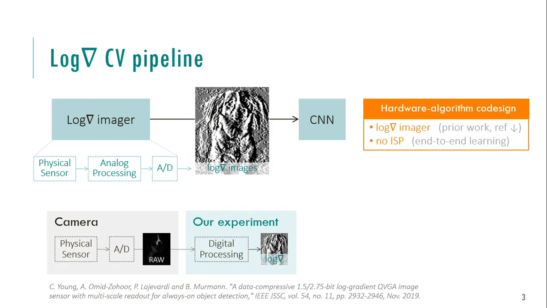So instead, our solution is to do a hardware algorithm co-design by using an imager that outputs log gradients instead of raw pixels, and send these directly to the CNN for classification or other downstream tasks. In experiment, we used raw images and then compute log gradients in the digital domain and further send these log gradients to convolutional neural networks for classification.